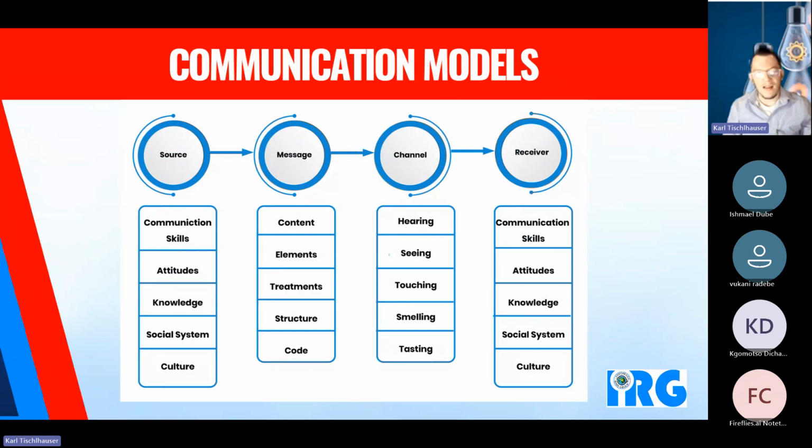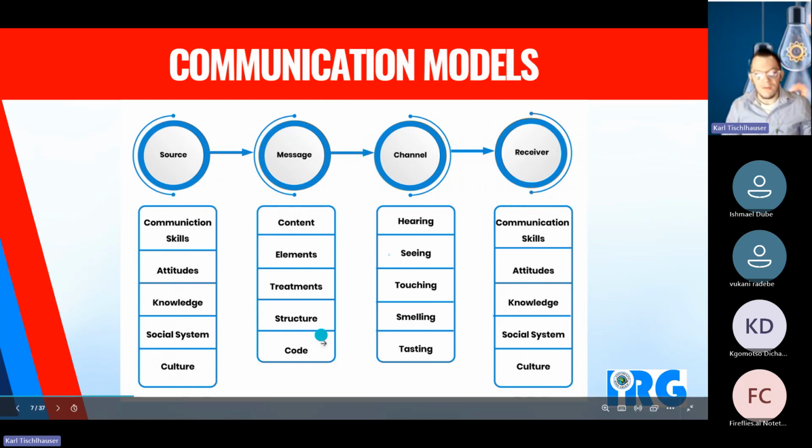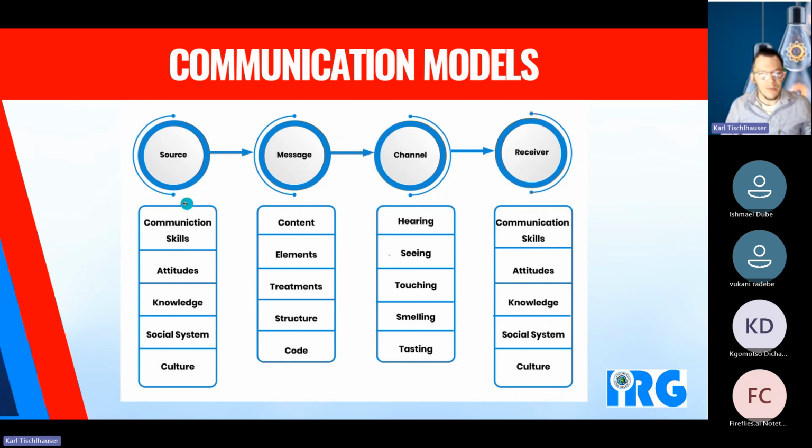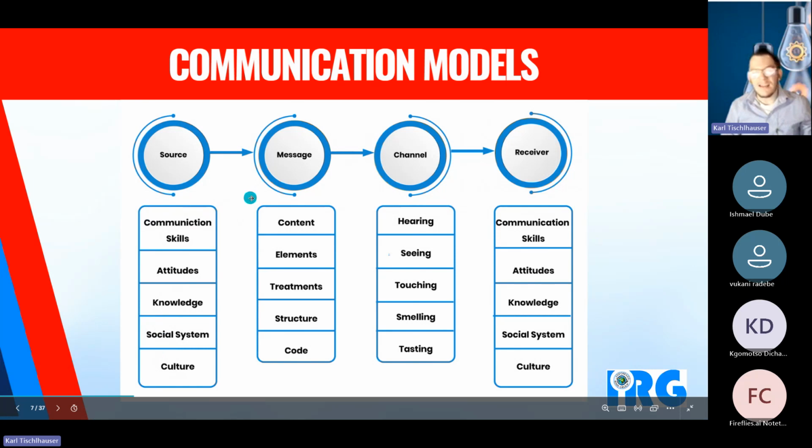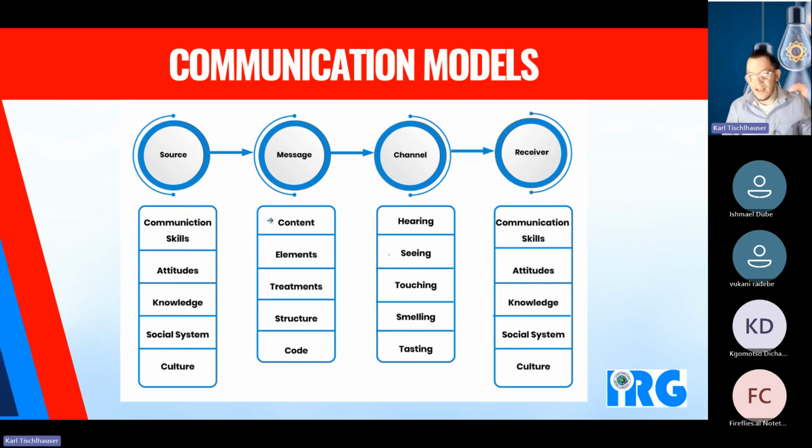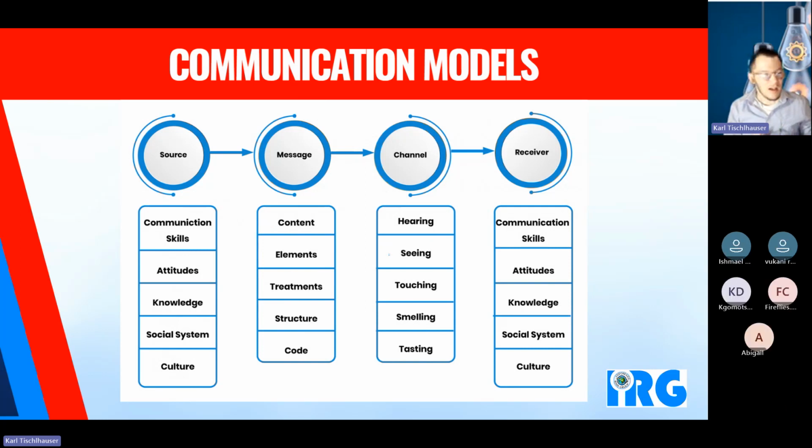So I wanted to show you guys another model here. You can see that we start with the source, we go to the message, we go to the channel, and then we go to the receiver. And it gives us all sorts of key components that would fall within. So when we're looking at the source, you're looking at your communication skills, your attitude, your knowledge, your social system, the organizational culture that's present. When we're looking at the message, we're looking at content, and what kind of elements you've included. Treatment, so how have you treated the content that you're sharing? Have you approached it with a positive stance or positive outlook?